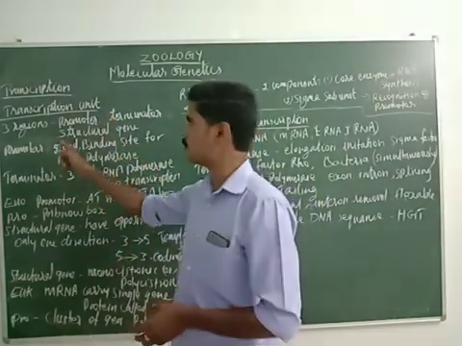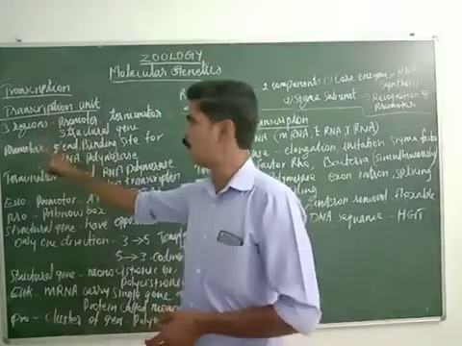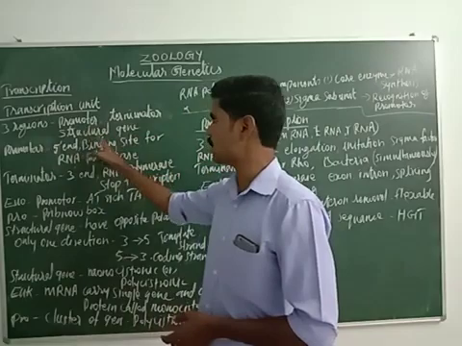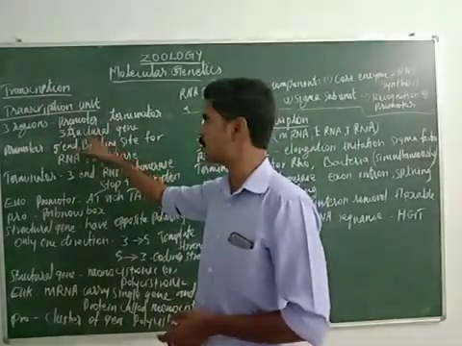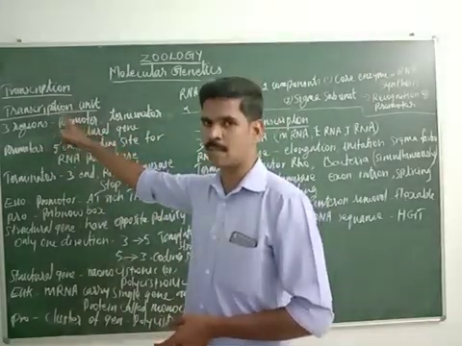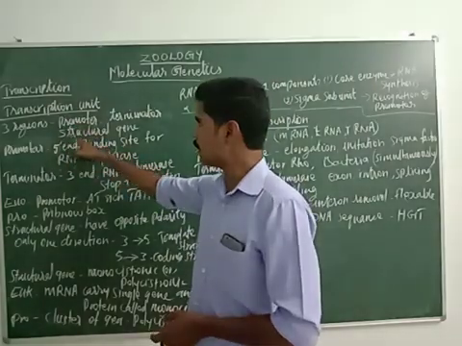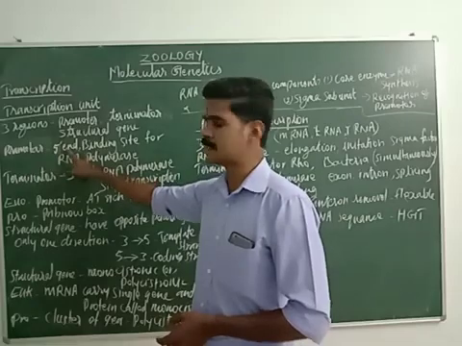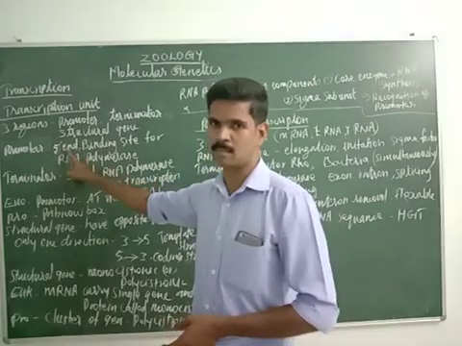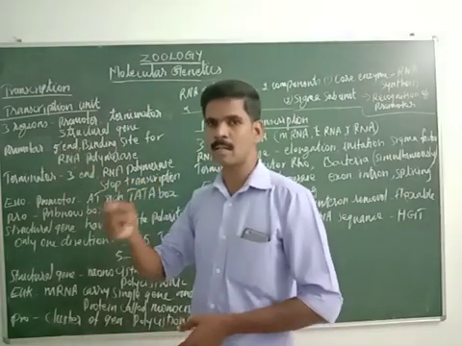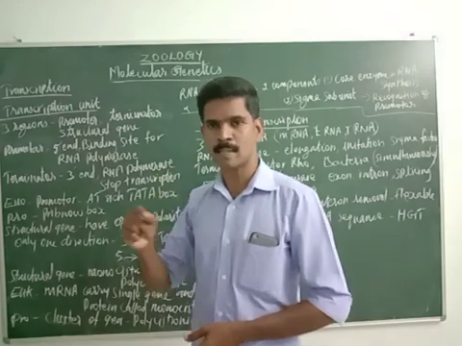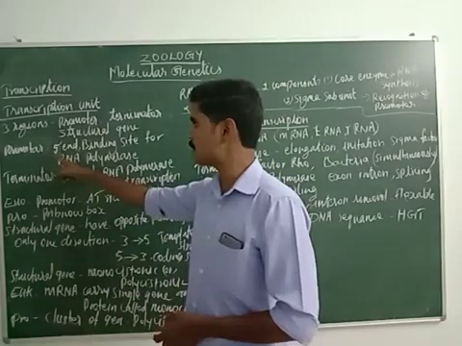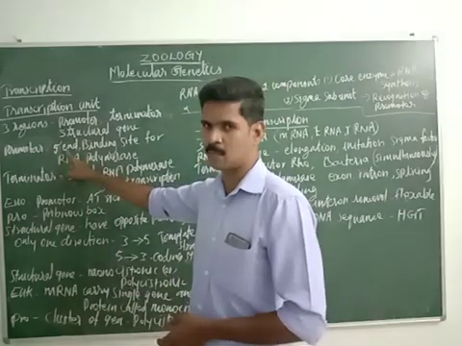The transcription unit consists of three important regions: the promoter region, the terminator region, and the structural region. Listen very carefully. The first one is the promoter region, which is present at the 5' end of a DNA molecule. A DNA molecule has two ends, one called the 3' end and the other called the 5' end. The promoter is located at the 5' end.